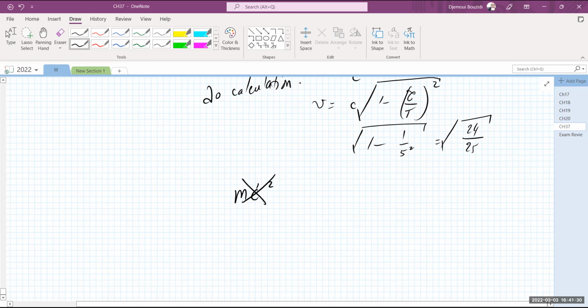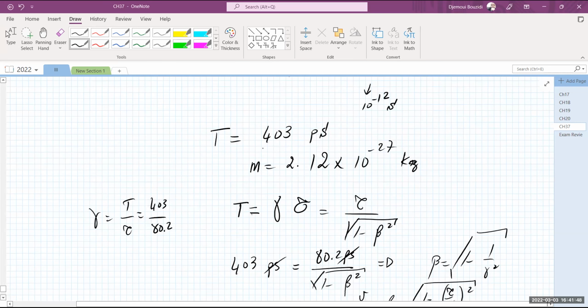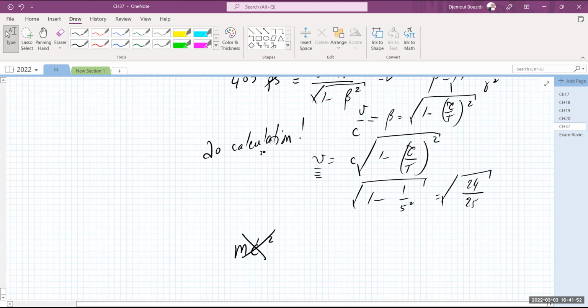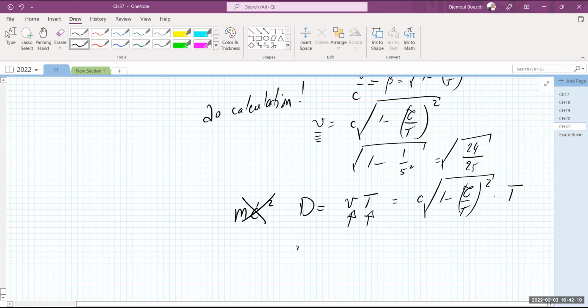Okay, now that's easy. Since we found the velocity, this is how he measures the velocity of the particle. And he knows its time, how long it's going to live. It's going to live 403 picoseconds. So the distance traveled in his lab is going to be vt. He measured its velocity, which is this quantity. He knows how long it's going to live. So for him, it's going to be c times the square root of 1 minus tau over T squared, times T. That's the velocity times time. Or if you really want to write it in a different fashion, d is equal to c times the square root of T squared minus tau squared. We just throw that in there. Make sense? Yes. Okay.